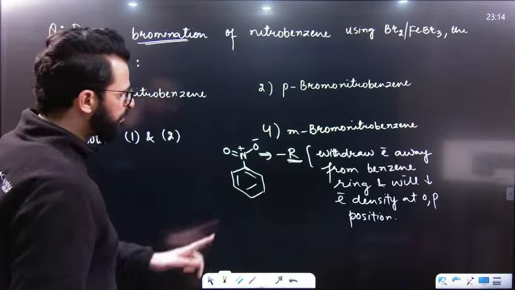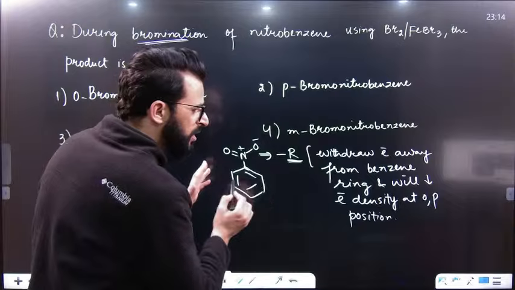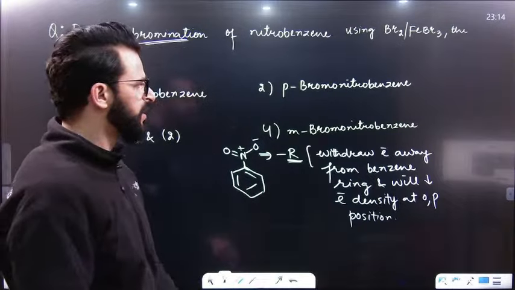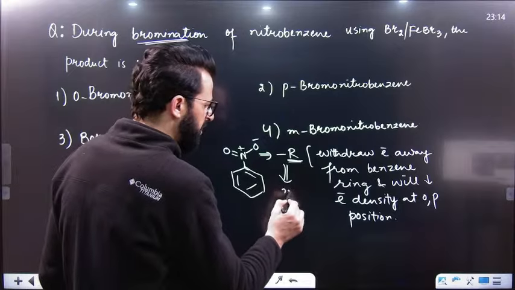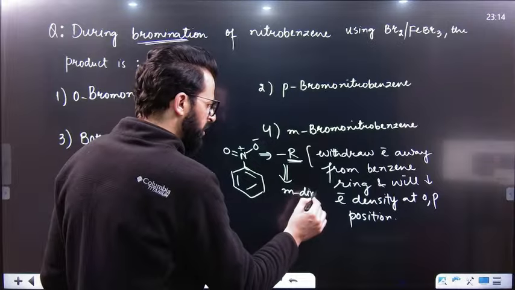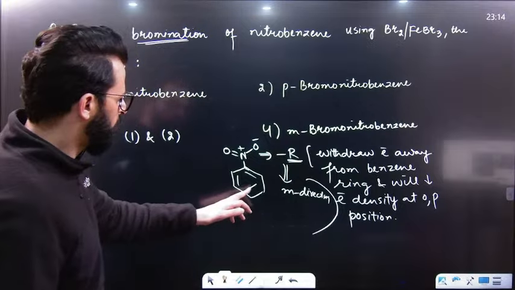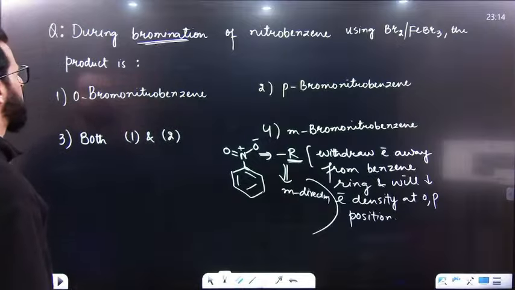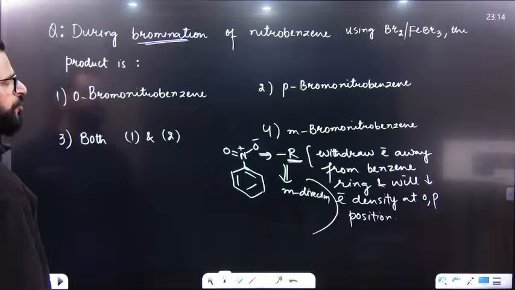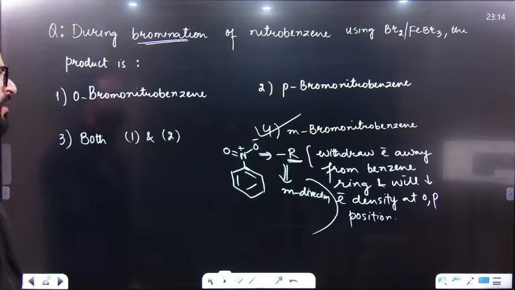But if it takes place, then in bromination, Br positive will go. But where? As the electron density of ortho and para has been decreased, can I say such a group is meta-directing. That means it will direct the electrophile towards the meta position. So it will be meta bromo nitrobenzene. It can neither be ortho bromo nitrobenzene nor para bromo nitrobenzene. It will simply be meta bromo nitrobenzene.